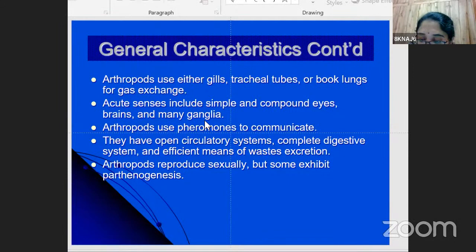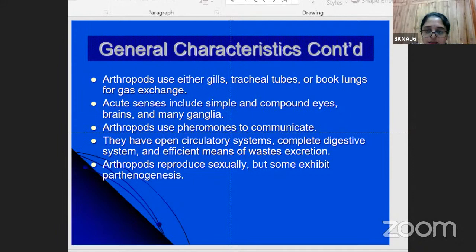So what exactly happens in the case of communication is they release a hormone, which is known as pheromones. And then bees, for example, do a particular kind of dance. Basically, it's known as round dance, waggle dance. The scientists who had actually discovered this particular feature had won a Nobel Prize for the same. So this is about communication.